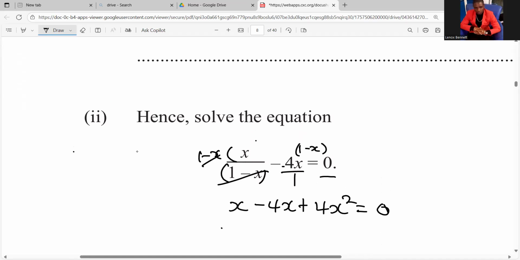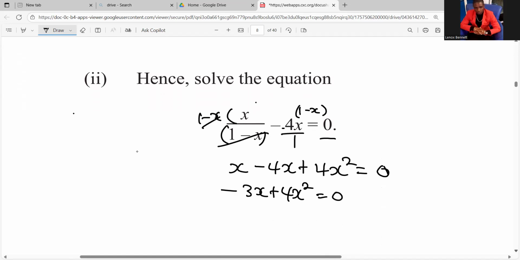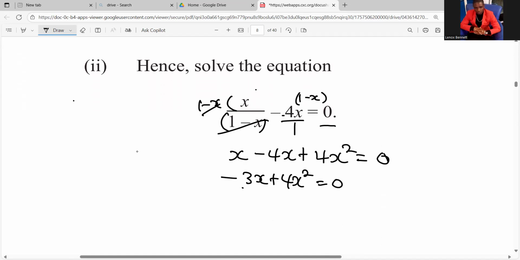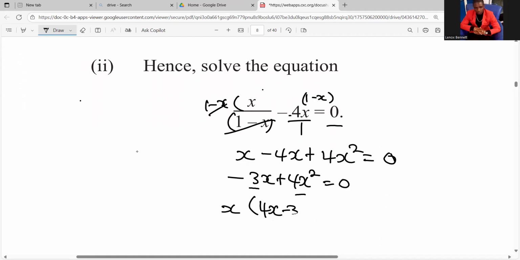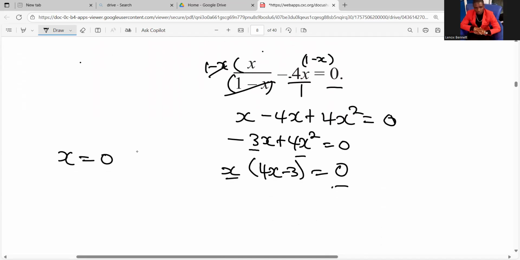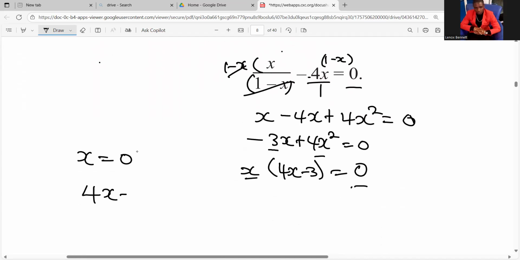All right, same thing, minus 3x plus 4x squared equals 0. Let's factor out again because there are no like terms here. So I'm going to factor. So I have x and 4x minus 3. So we're going to form two different equations. This is equal to 0. x is equal to 0. So that's one value. And another value would be this. Take this equation into consideration. 4x minus 3 equals 0. We're going to solve for x.